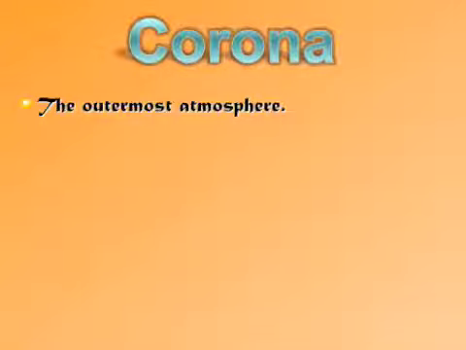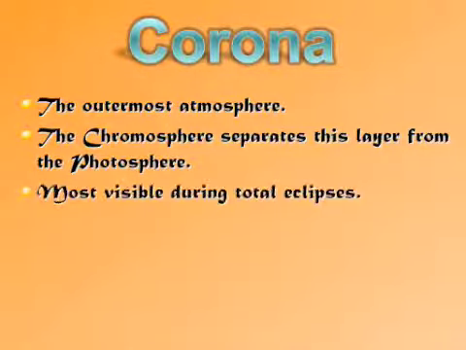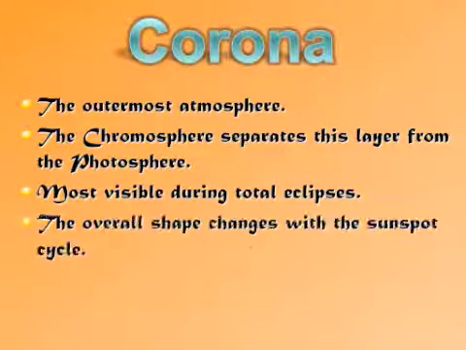Corona. Corona is the outermost atmosphere of the sun. It is the crown-shaped layer that surrounds the sun. The chromosphere separates this layer from the photosphere. The corona is like the chromosphere. It is most visible during the total eclipse. The overall shape of the corona changes based on the sunspot cycle.